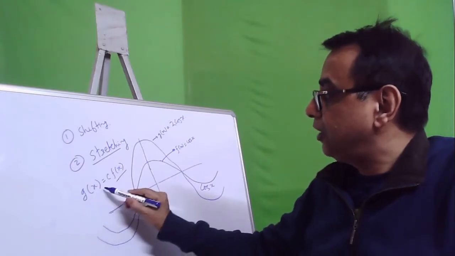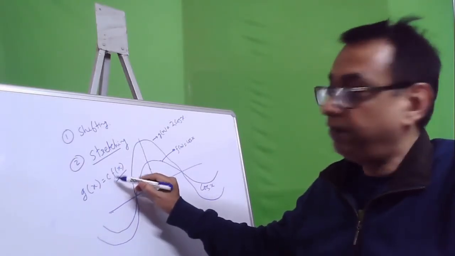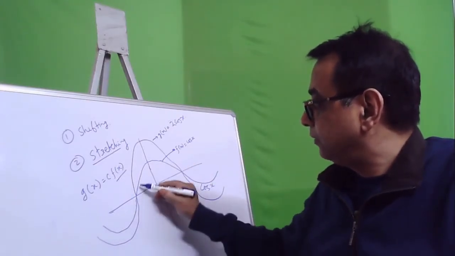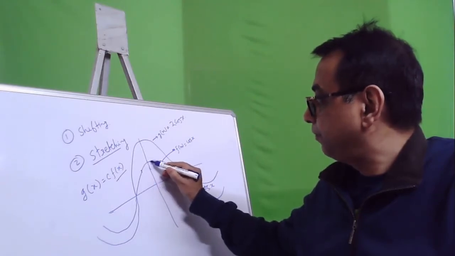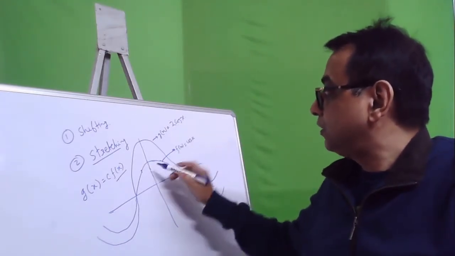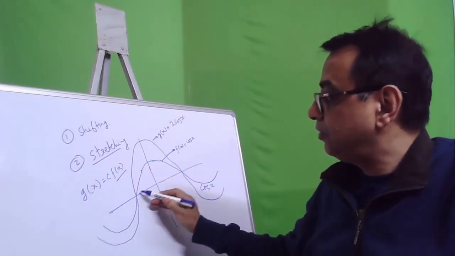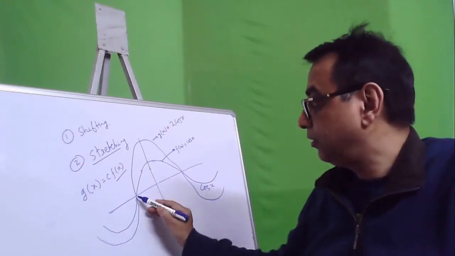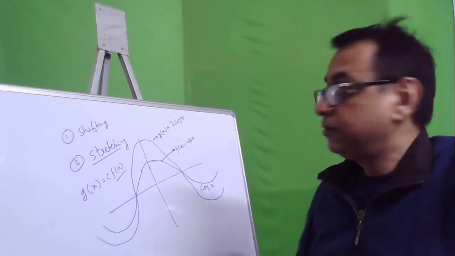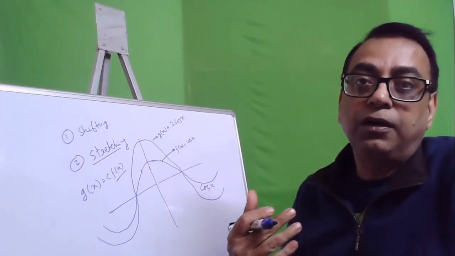So then g(x), the new function, will be c, the stretching factor, into f(x). For example, we have given cos x as this function. This is the cos x. And when you stretch by 2 units, g(x) is 2 cos x, it will be like this, where every value, you see that at 0 it will be 0 into 2, which is 0, so it will be the same, but all values will be multiplied by 2. So this is stretching.